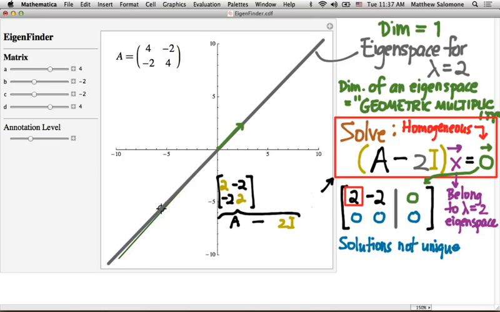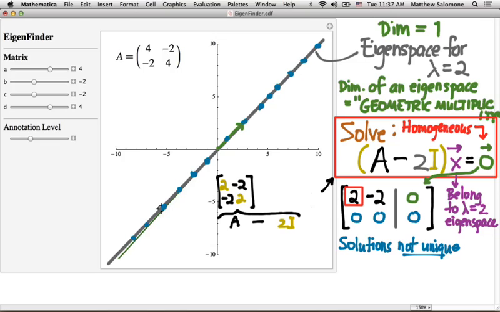We expect there to be infinitely many solutions because there were infinitely many vectors, eigenvectors if you like, that belong to this eigenspace. They don't come in isolation. We're not going to get a unique eigenvector. We're going to get a whole vector subspace worth of them. So that's what we expected to happen. We expected the solutions not to be unique.